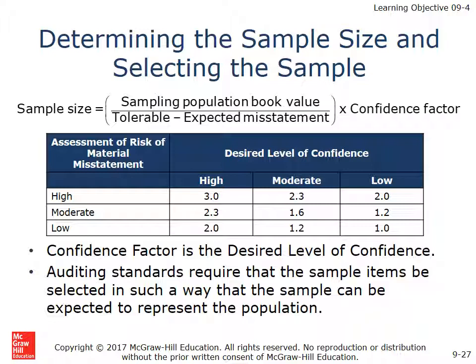So of the balance, go to the top of the page. Of the balance in accounts receivable, subtract out the 550,000. They're not going to be a part of our population to sample. We're just going to audit them. The remaining 3,167,900, we divide that by our tolerable misstatement minus expected, times our confidence level. Desired level of confidence is moderate and assessment of risk is low, so 1.2, and that's right from our table in front of us. So there should be 95 items in the sample.